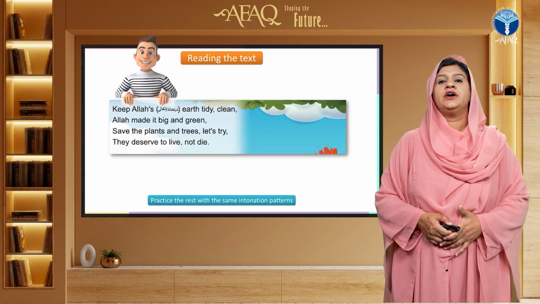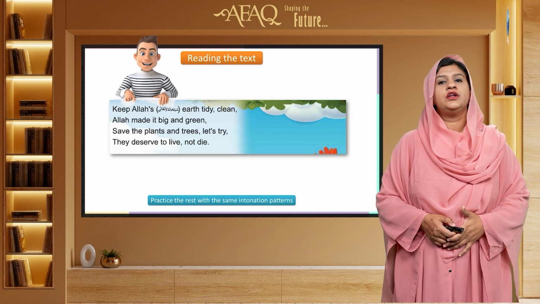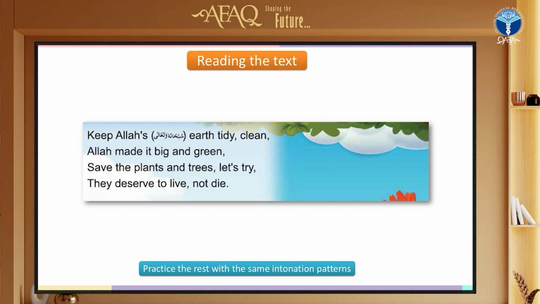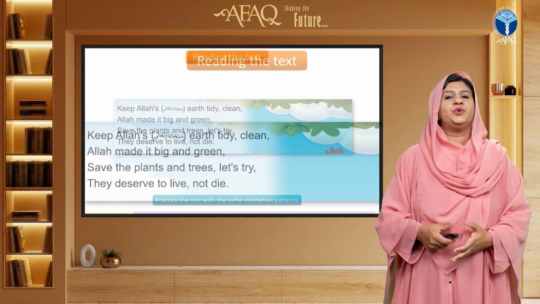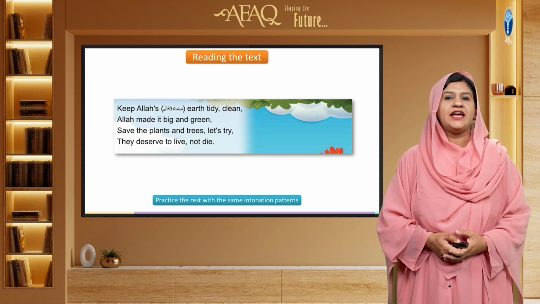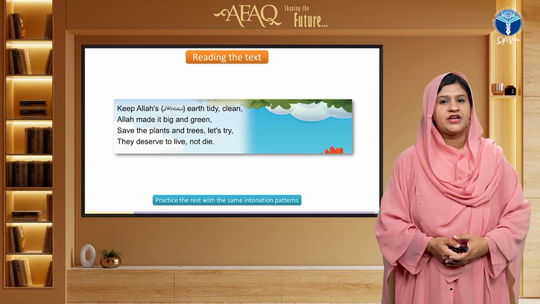Here we have the text of the unit. Listen to the text very carefully. Keep Allah's earth tidy, clean. Allah made it big and green. Save the plants and trees. Let's try. They deserve to live, not die. Practice the rest with the same intonation patterns with your teacher. What a wonderful poem highlighting how to keep our earth tidy.